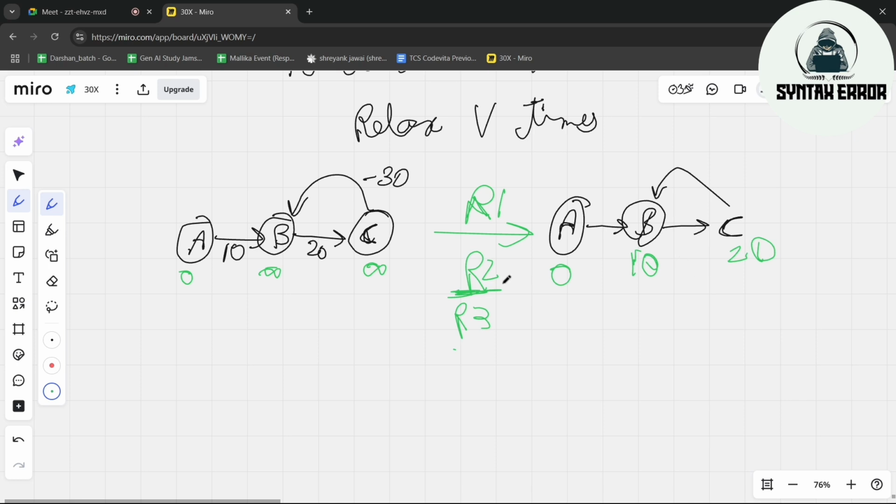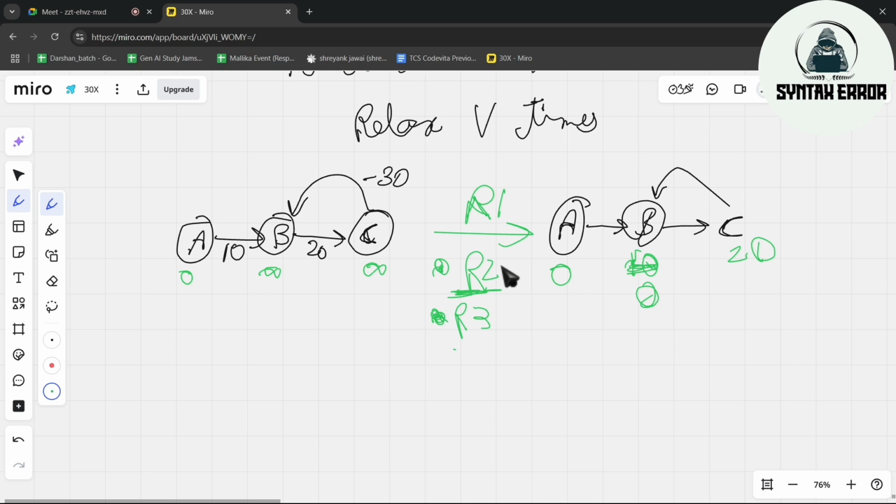But if we go to R3 and check, using A, B and C, we have one more path, which is this path. What is the cost of this path? Minus 30. So 10 plus 20 is 30, 30 minus 30 is 0. So we have to write this distance as 0. So the output you got from R2 and the output after R3 are not the same. At that time we can say that this example has a negative cycle.